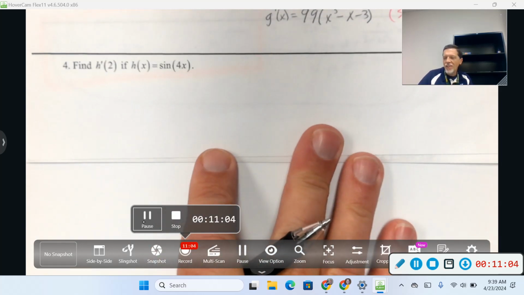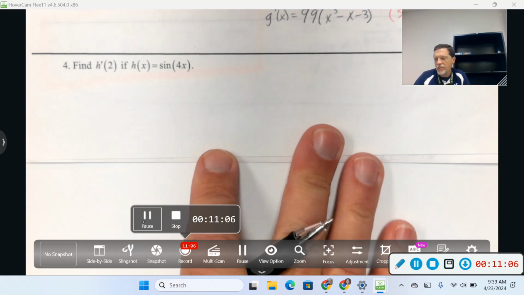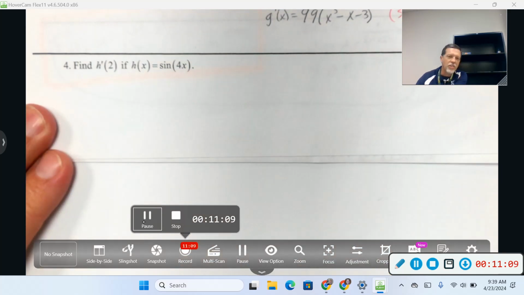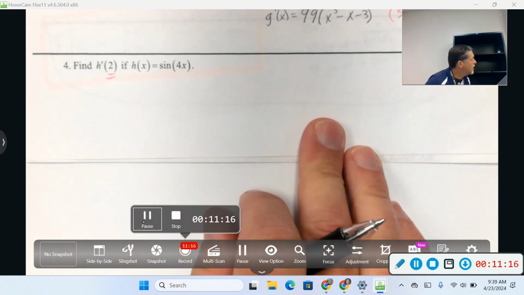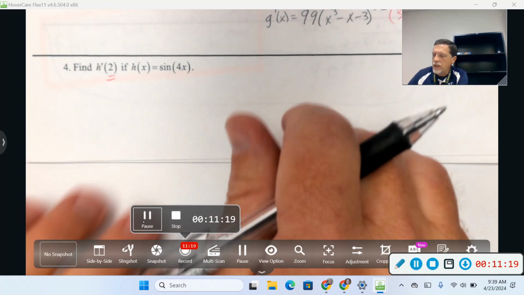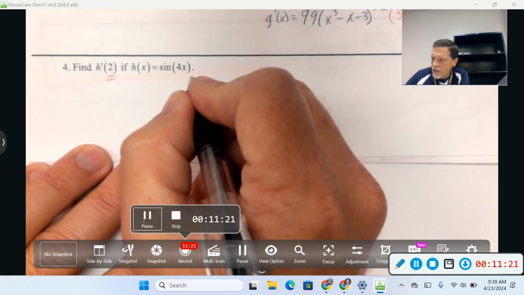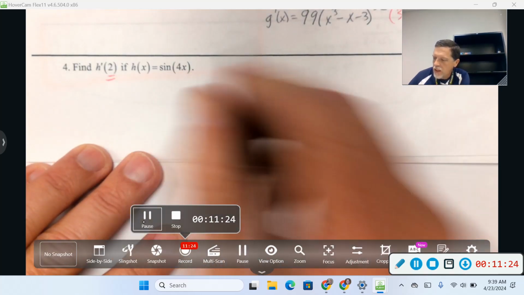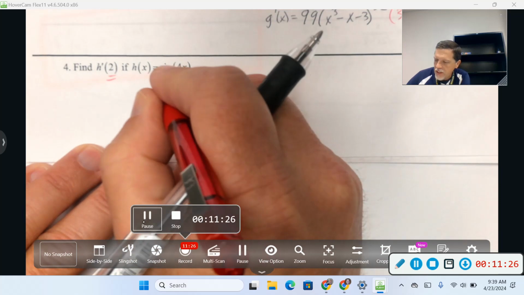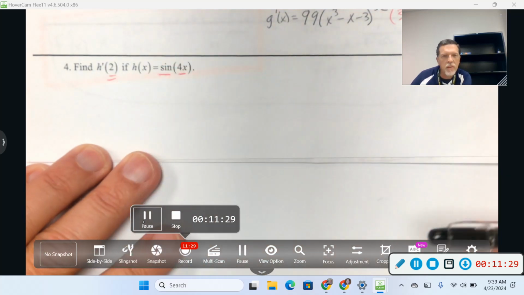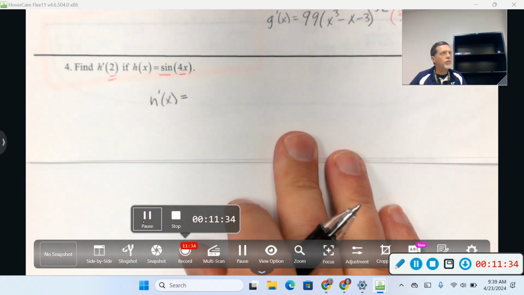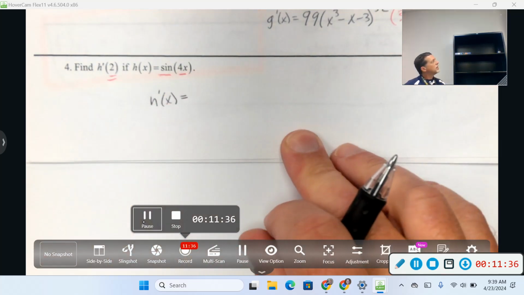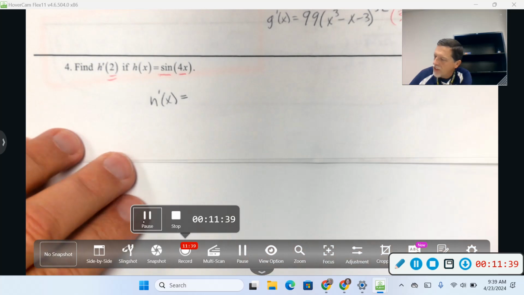Number 4. Find h prime of 2 if h of x equals sine of 4x. So what's the extra step on this one? Yeah, we'll plug in 2, but that's the very last thing. Let's chain rule first, and then we'll plug the 2 in at the end. Okay, this is a little bit different than the previous ones. The 2 functions I see are the sine of something and 4 times something. But which one of those is the outermost thing? Which one of those is the wrapper for the problem? The sine. So let's do the sine first.